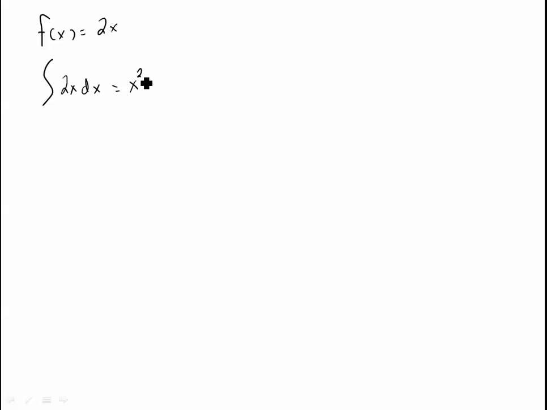Let's talk for a moment about what a slope field is. Imagine we had a function f of x, it equals 2x, and if we decide to integrate that function with respect to x, we would find that the antiderivative of 2x is x squared plus c. And what's difficult is coming up with this value for c without some more information.